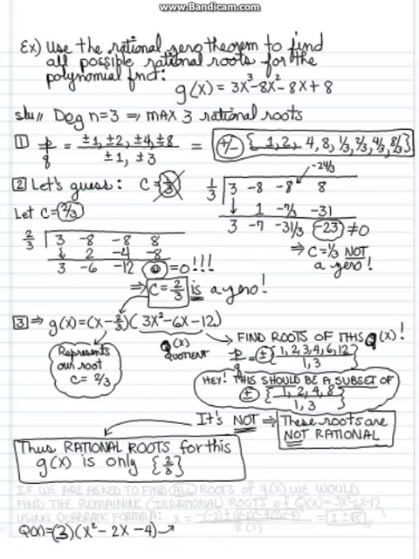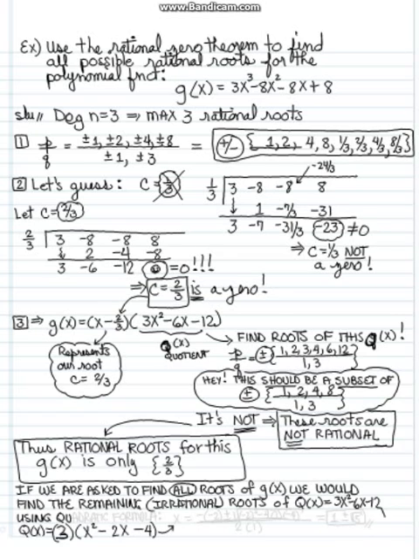Now that's the end of this question, but you know, if they had asked us to find all the roots of g of x, we could have gone further. And that's what I want to discuss right now. We could have gone further. If they had asked for all the roots of g of x, we would have found the remaining irrational roots of that portion q of x, which is 3x squared minus 6x minus 12, by using the quadratic formula.